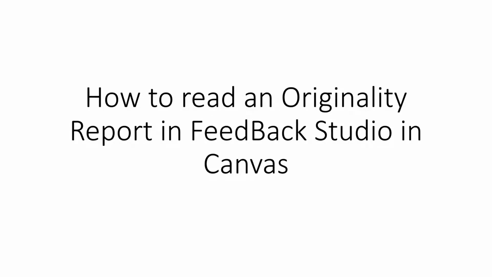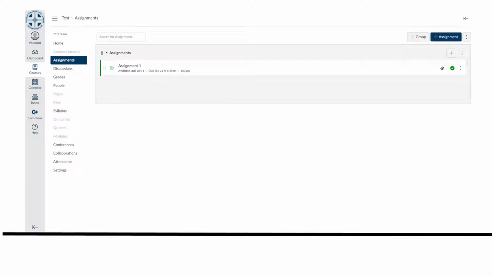In this video, we will cover how to read an originality report in Feedback Studio. To access the originality report, e-rater grammar and spelling check, and provide feedback to students using Feedback Studio, go to your assignment list under Assignments and click on your assignment name.